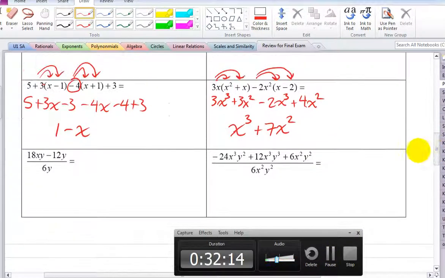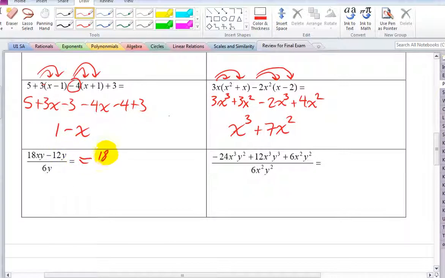Next one. Now we're into division. So when we divide, we can rewrite this as 18xy divided by 6y minus 12y divided by 6y. They both must get divided. Okay. So we're left with 3x minus 2. When letters divide, they divide to 1, which means there's got to be something left over. For the next one, you should have 1, 2, 3 terms. Go ahead and do the next division. Go.